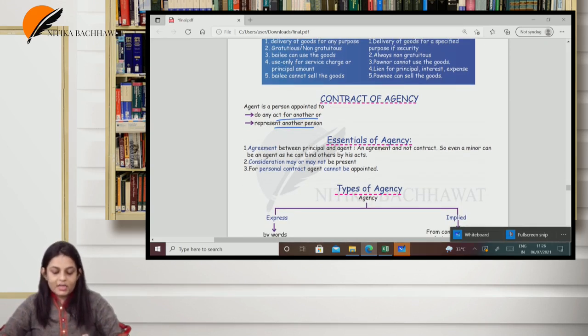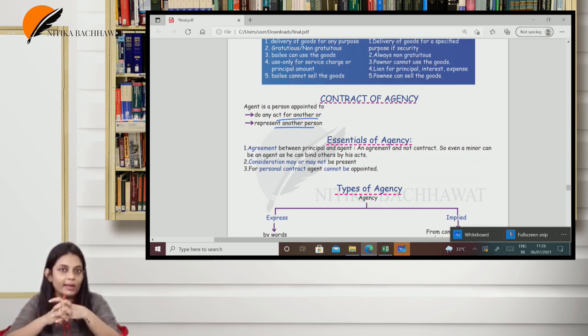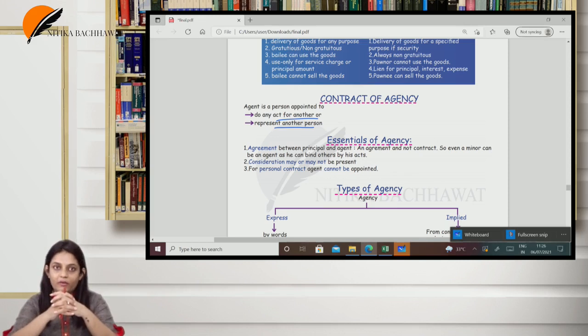Now, what are the essentials of agency? Obviously, there has to be an agreement. You cannot just randomly say, okay, I am an agent for this person without that person actually telling you. If you don't tell me to do the work, I will not do it. So without telling, who will do the work? So for an agency, agreement is mandatory. There has to be an agreement where the principal says to the agent that you are supposed to act on my behalf.